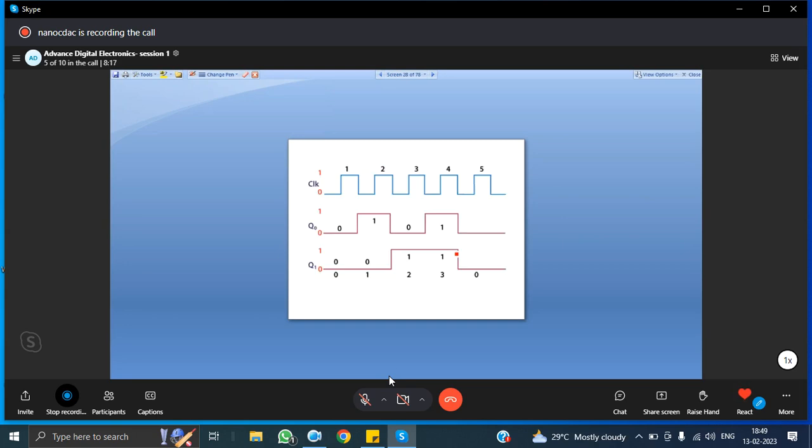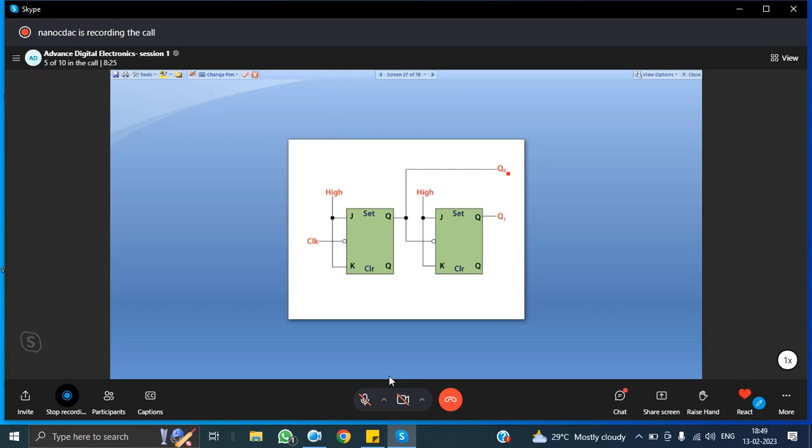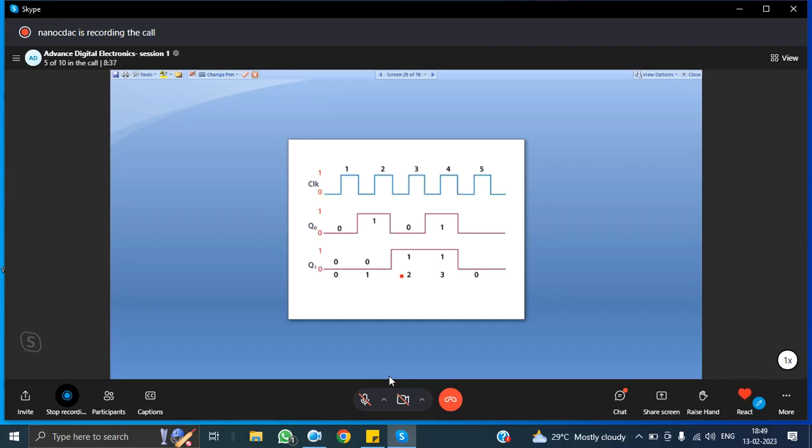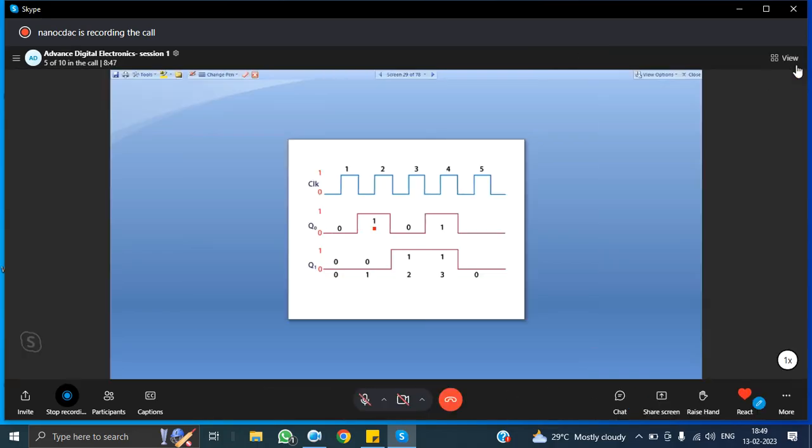See here, Q1, Q0. Q0 is nothing but the output of the first flip flop, directly in sync with the clock. Whereas Q2 depends on Q1, for which this is the clock. Whatever Q1 you are getting, Q0 is acting as the clock pulse to Q1.